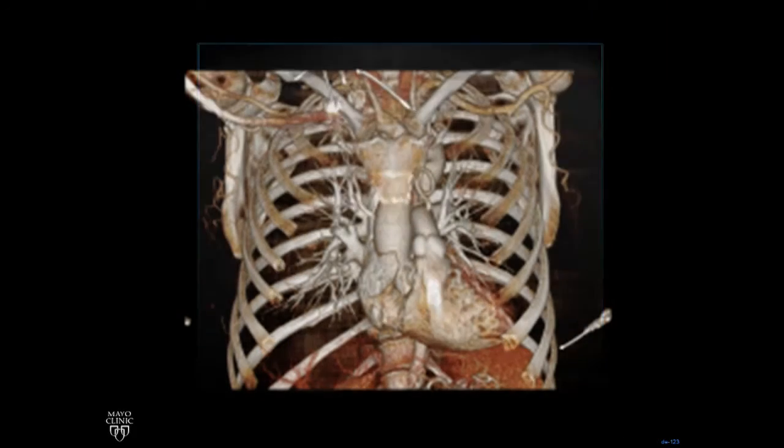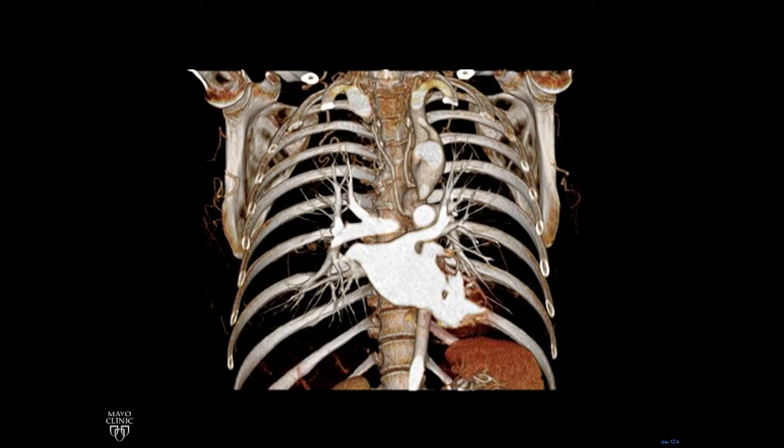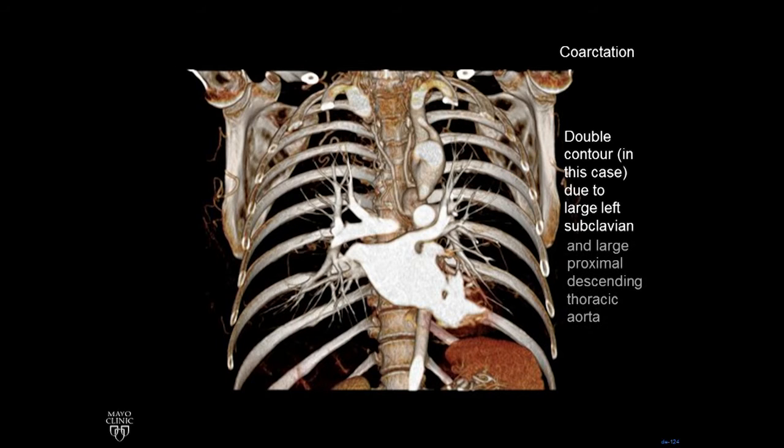Fade away, peel back, and we see that this patient has a very tight narrowing of the descending thoracic aorta there, which is called a coarctation. And we have two contours. One of these is a large left subclavian artery in the back there, and the other one is a large proximal descending thoracic aorta there.